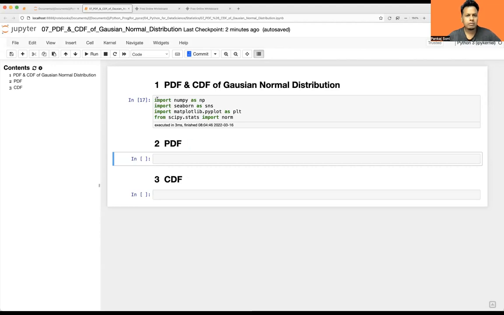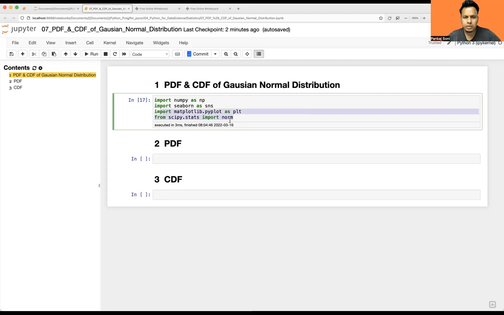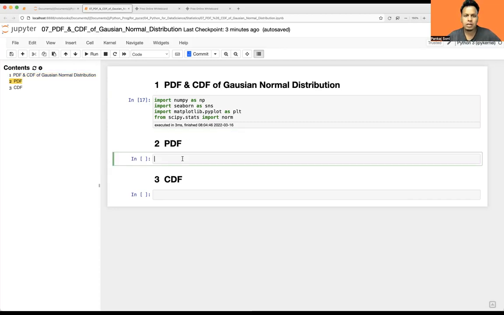Okay, so as usual, we'll be importing necessary libraries: NumPy, Seaborn, Matplotlib and scipy.stats to create some normal distribution. So norm is the function. Using that function, you can easily calculate PDF and CDF. Otherwise, I have already shown the formula in a previous video on how to calculate it by using np.histogram. You get the count and bin size and divide each count by the total count. But here the norm function will directly provide you the PDF.